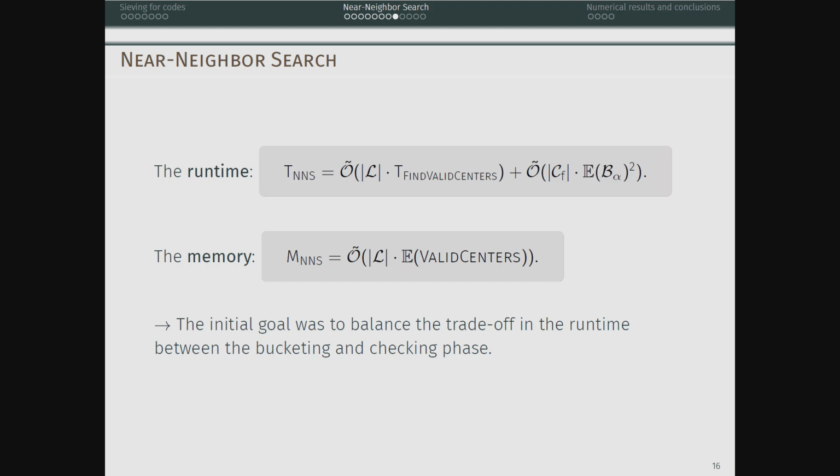So our initial goal was to balance the trade-off between the cost of bucketing and the cost of the checking part, and once we obtained algorithms doing that, we also tried to improve the time-memory trade-offs.